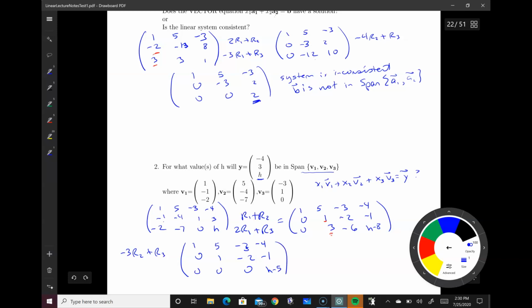Okay, so remember this is an augmented system, and I have a pivot here and a pivot here, and I don't want to have a pivot in this last column. So in order for this to be consistent, for there to be a solution, h has to equal 5. h has to equal 5.